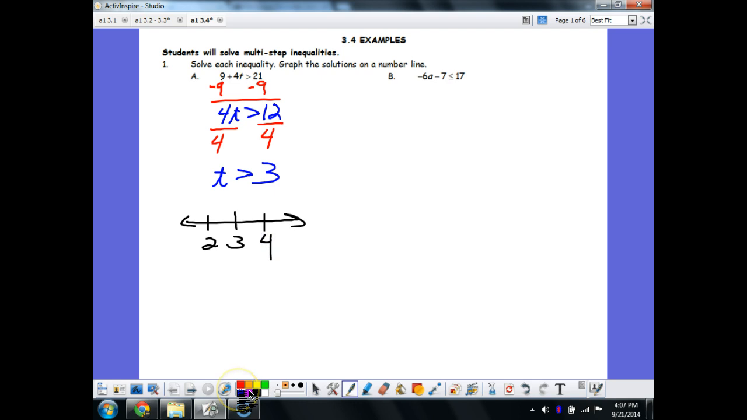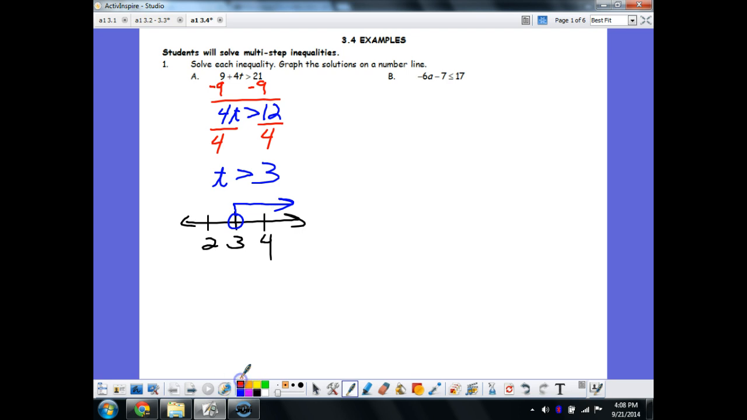To graph the solutions, we have an open circle at 3, since it's not greater than or equal to, it's just greater than. Test a point: is 2 greater than 3? The answer is no, so then we shade to the right.